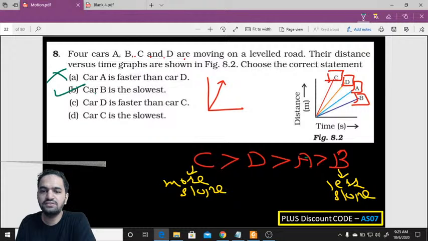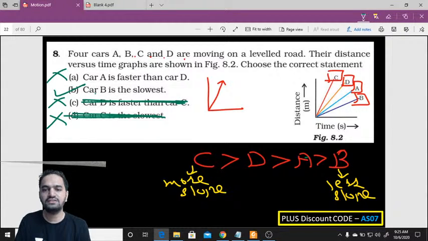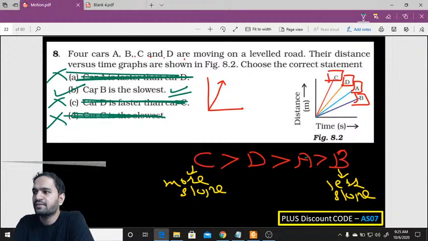Car D is faster than C. No, it is wrong. Car C is slowest. Okay, so the answer is B. So these values are getting cancelled. Very simple. Car B is the answer, right? Car B is the slowest one.